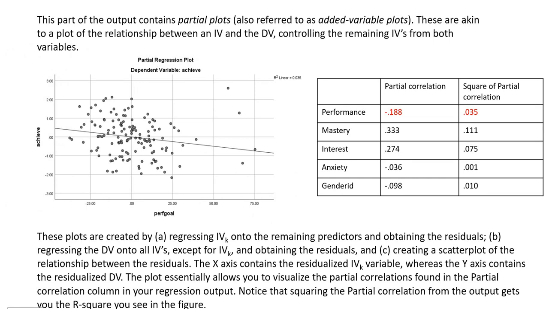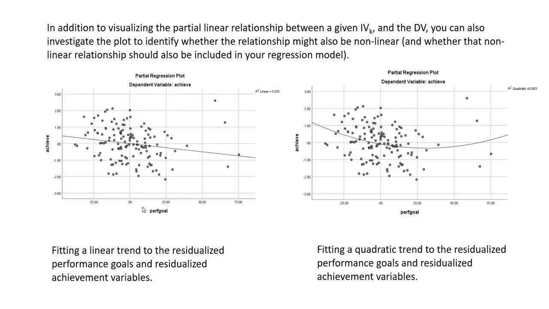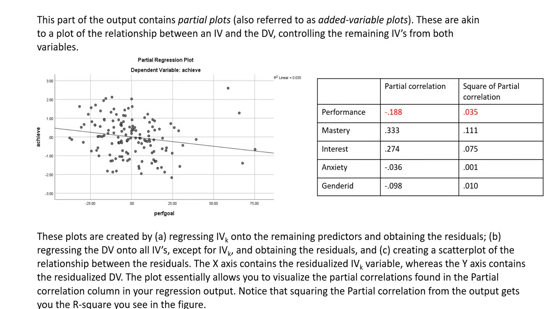Okay, so moving on, these are the partial plots that we requested. These are also referred to as added variable plots, and they're basically akin to the plot of the relationship between the IV and the DV, controlling for the remaining IVs from both variables. So it's pretty much analogous, as a visualization, to the partial correlation. And so these can be useful for looking for possible nonlinearities between the independent variables and the dependent variable. So you'll see in this particular demonstration, this is performance goals against the achievement variable.